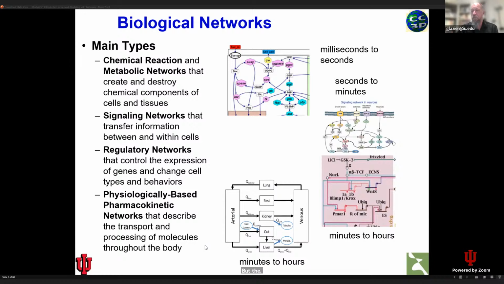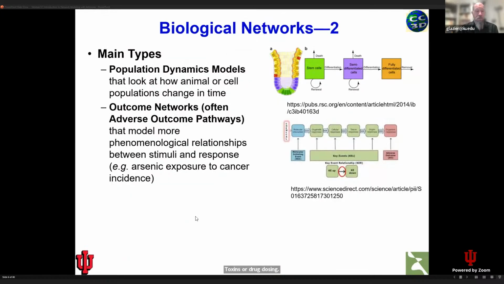And then PBPK models describe the flow of blood and the transport of material in the body if you're going to look at things like toxicants or drug dosing in the body. There are other kinds of network models that one might want to think about. There are, for example, population dynamic models, which are non-spatial models of cells or of animal populations. They may seem very different from these other network models, but mathematically they have the same form, and they can be implemented in the same way we're doing it here.